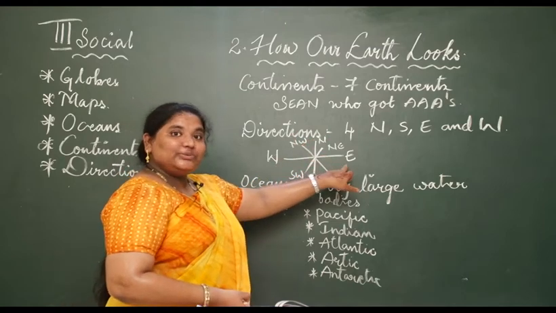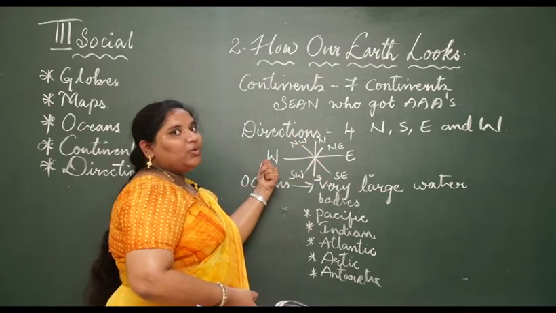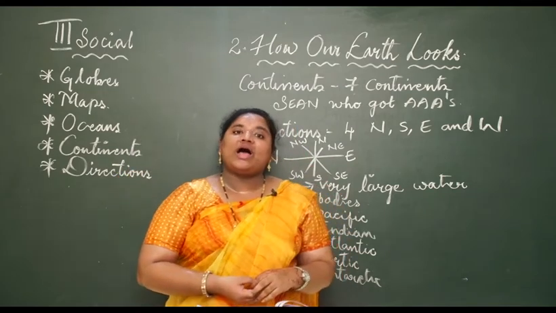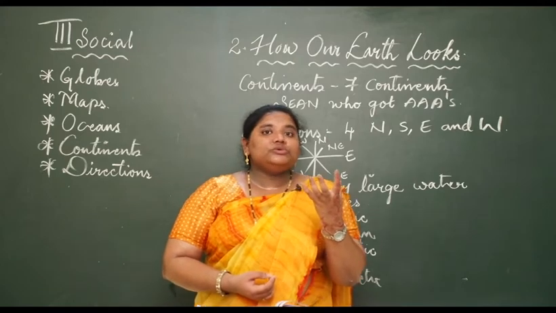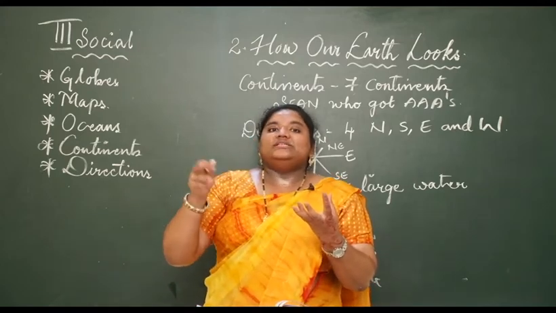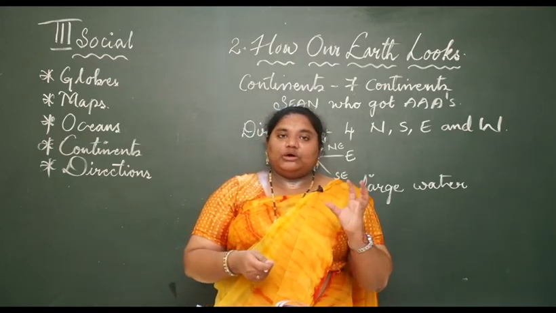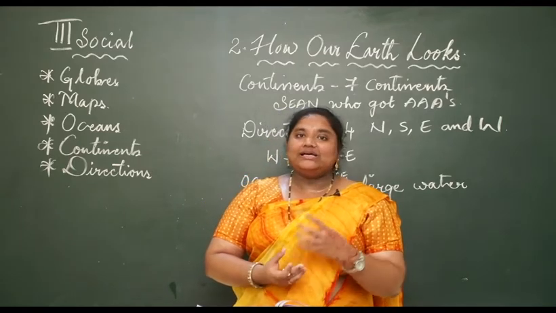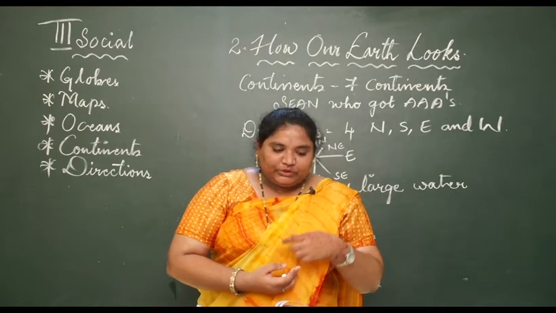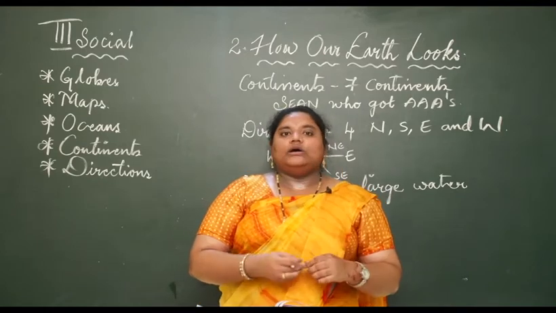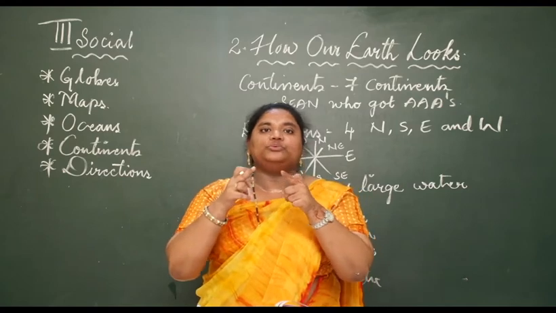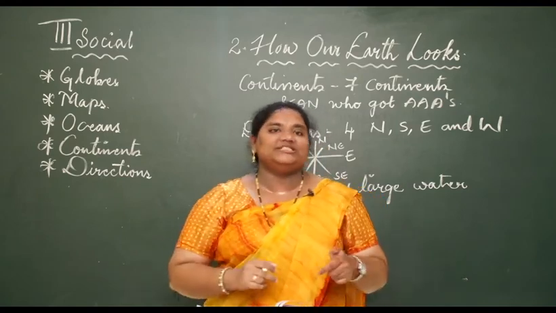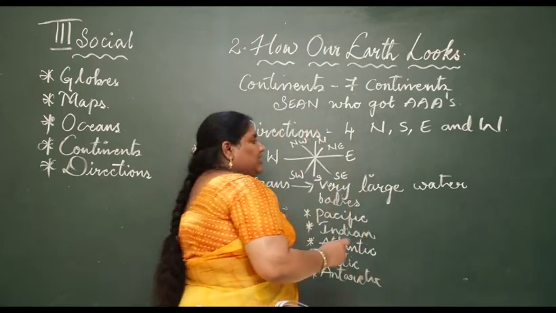Sun rises in the east, sets in the west. Am I right? And we also have a compass. We use a compass to see the direction. An instrument used to find the direction is called a compass. In a compass, we see a needle which points towards the direction. So a compass always points towards the north-south direction.